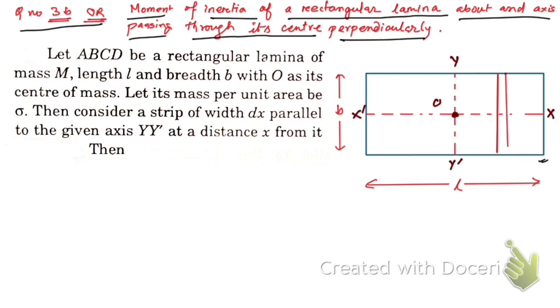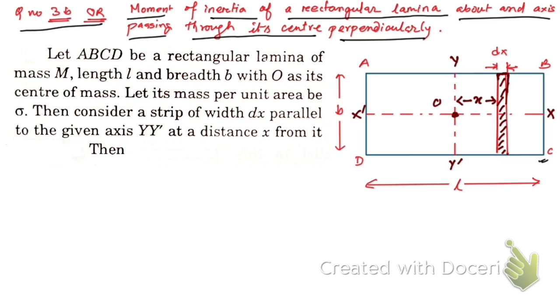Let me consider a small strip. Here you see, this is a very small strip and it is at a distance x from this y axis, and the breadth of this strip is, suppose, dx. Let me write it properly: breadth of this strip is dx. Hope you have understood this. So this is the lamina ABCD.